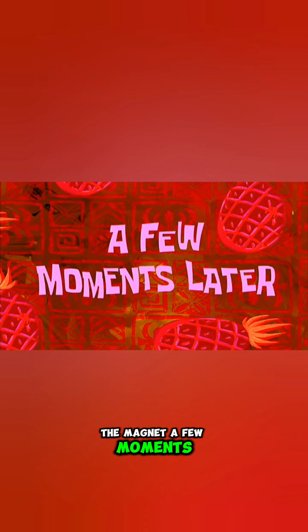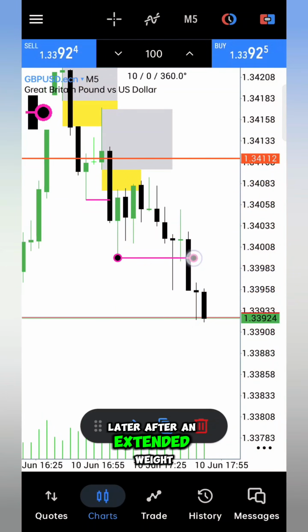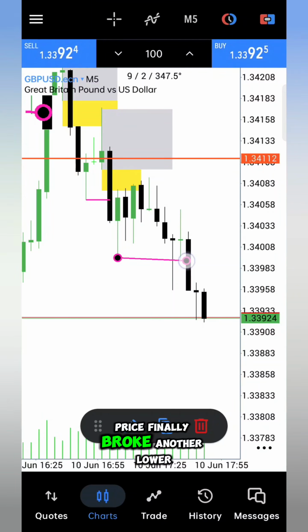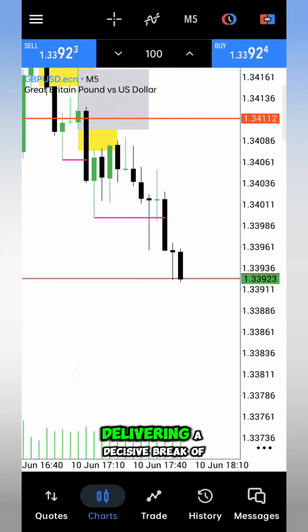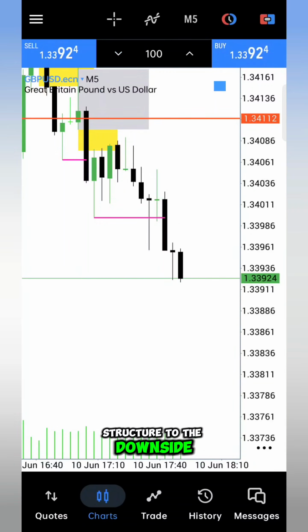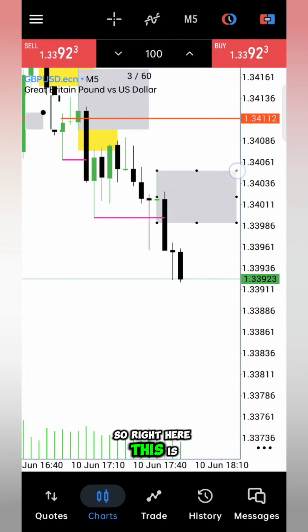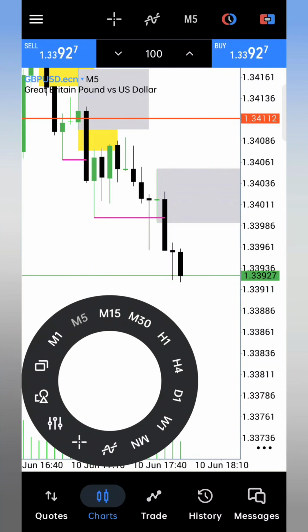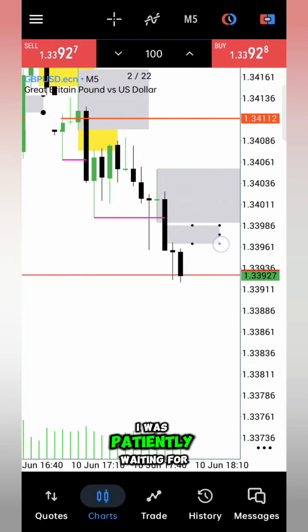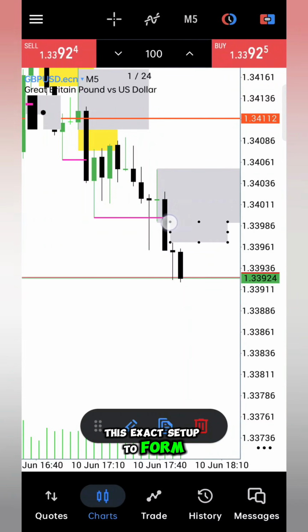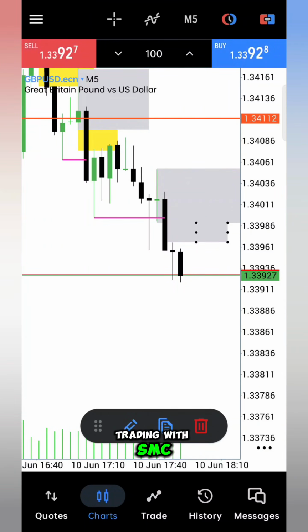A few moments later. After an extended wait, price finally broke another lower low with strong candle body confirmation, delivering a decisive break of structure to the downside. So right here, this is our latest order block zone, and sitting below it is the clear imbalance area. I was patiently waiting for this exact setup to form.